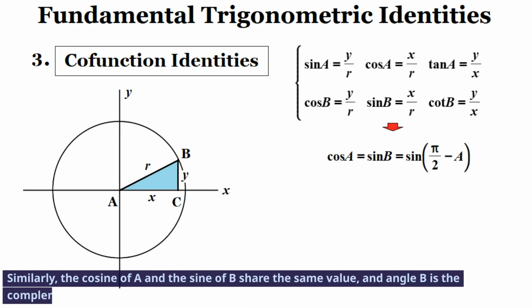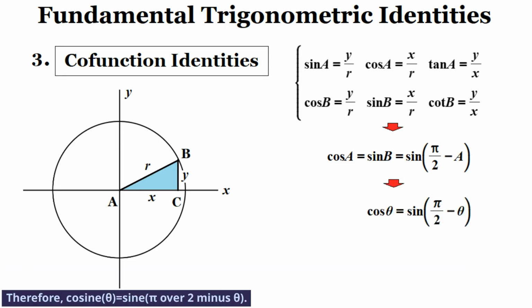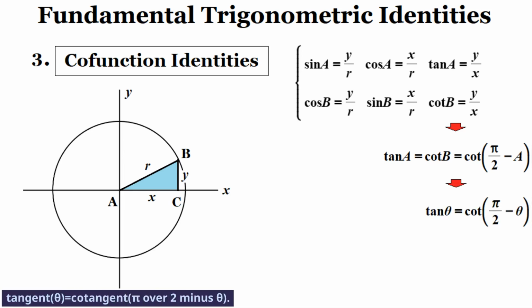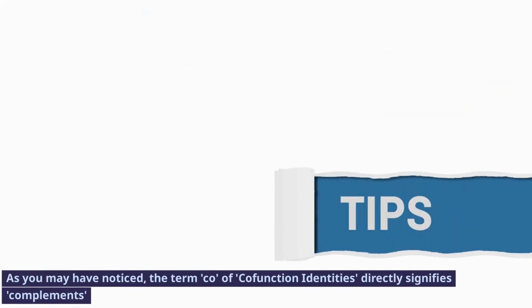Similarly, the cosine of A and the sine of B share the same value, and angle B is the complementary angle to angle A. Therefore, cosine theta equals sine pi over 2 minus theta. The tangent of A and the cotangent of B are also identical in value. Tangent theta equals cotangent pi over 2 minus theta. The same formulas apply to the cosecant and secant, which are the reciprocals of sine and cosine, respectively. As you may have noticed, the term co of cofunction identities directly signifies complements.